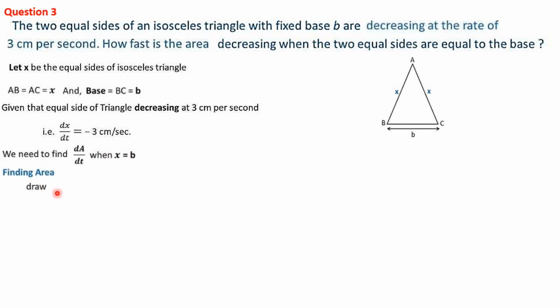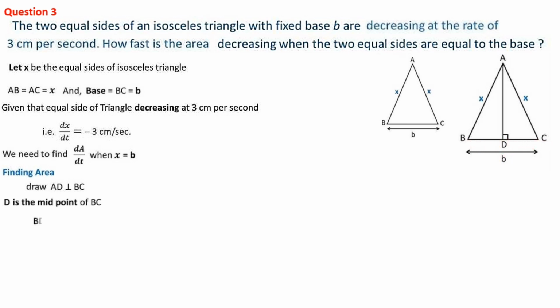Finding area. For finding the area we need the height. For that we have to draw a perpendicular, that is AD, which is perpendicular to BC. When AD is coming to the line BC, BC becomes two equal parts, that is one is BD, another one is CD. BD and CD are equal to b by 2, half of b. So these are the things we have to mention here.